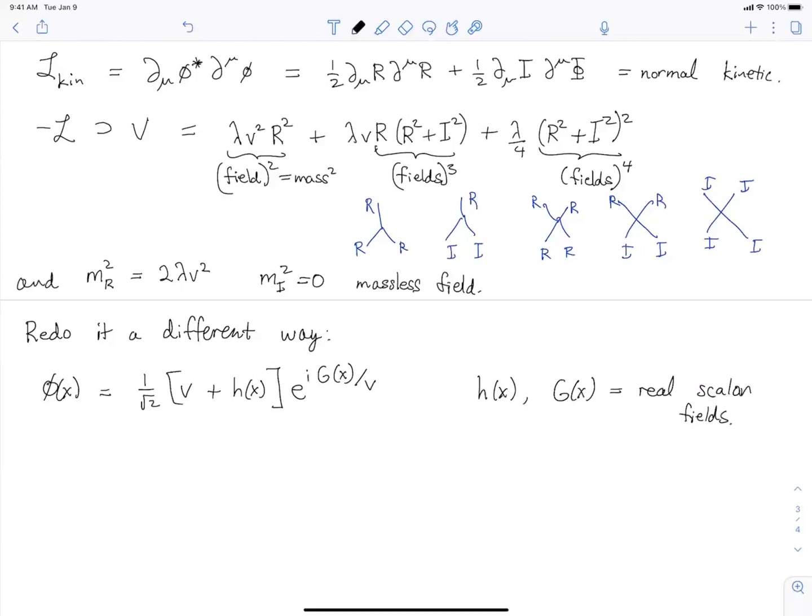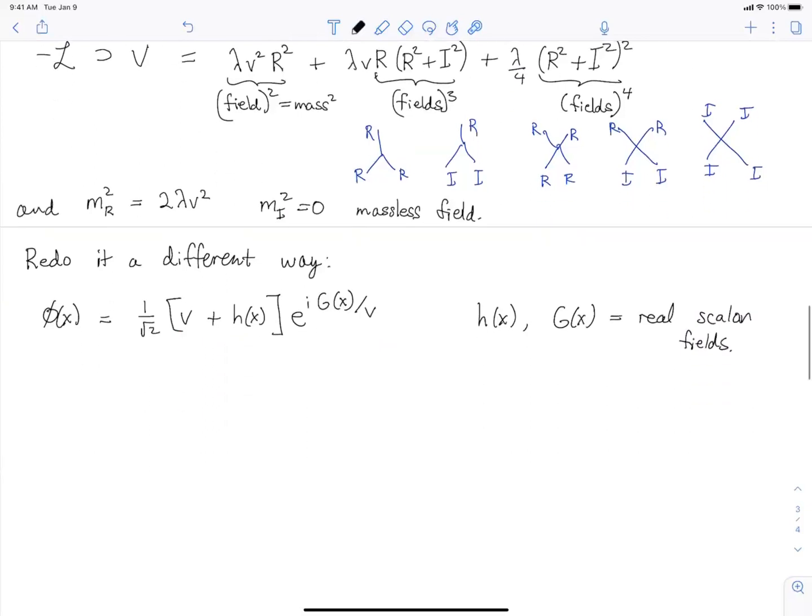Okay, so I can always do that. I can take a general complex field and write it as a real part times a complex phase. I've done it in such a way that I've separated out the vacuum expectation value. Okay, and so now phi of x star, I just take the complex conjugate. That part doesn't change, but the exponential, of course, changes because I took the complex conjugate.